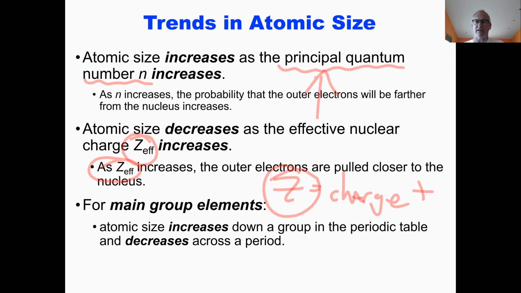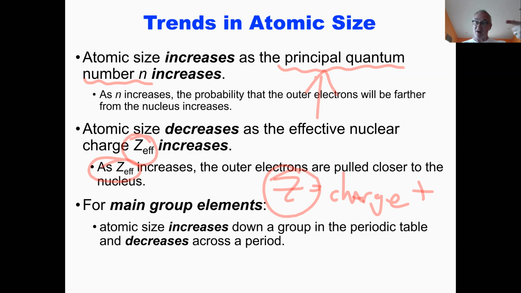And all those electrons are pretty much the same distance from the nucleus. And since they're the same distance from the nucleus, and we're adding more and more positive charge, it's more effective at pulling those electrons closer to it.